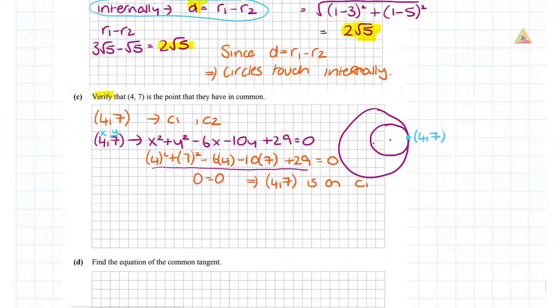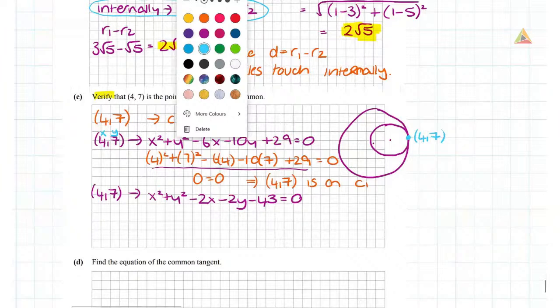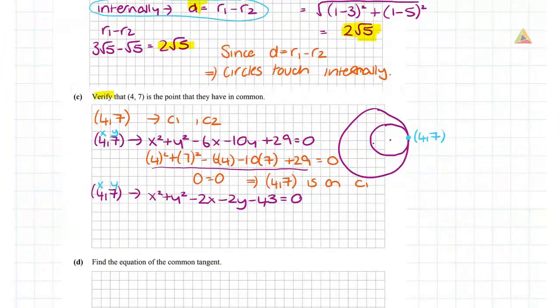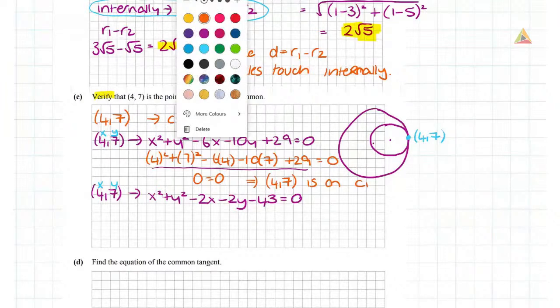And we're just going to do exactly the same thing for the second circle. So we're going to sub it into x squared plus y squared, again taking this from the top of the page, circle 2. And everywhere I see an x, I'm going to replace it with the 4. Everywhere I see a y, I'm going to replace it with a 7.